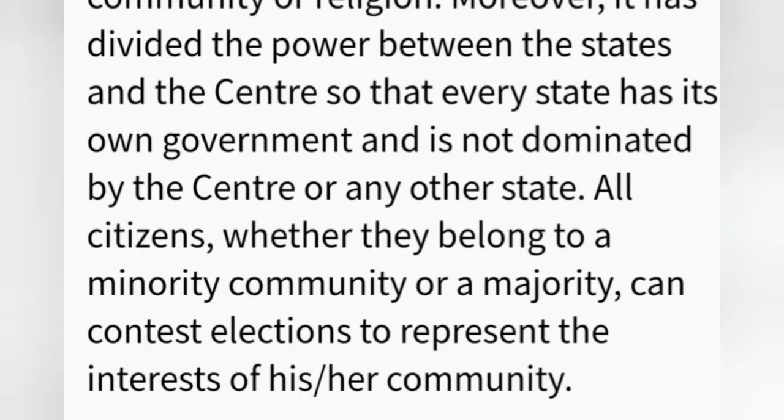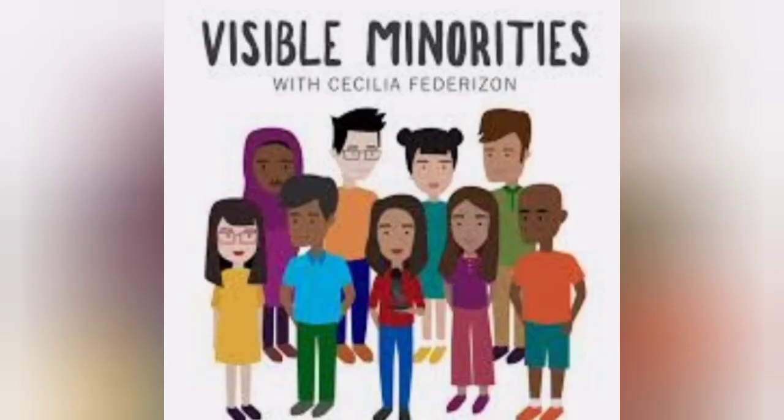All citizens, whether they belong to a minority community or a majority, can contest elections to represent the interest of his or her community. Children, can you suggest any other example of how a majority group can dominate a minority group? Think. So children, an example of such domination is when a language spoken by a majority in a state is imposed on others while the language of the minority is ignored.